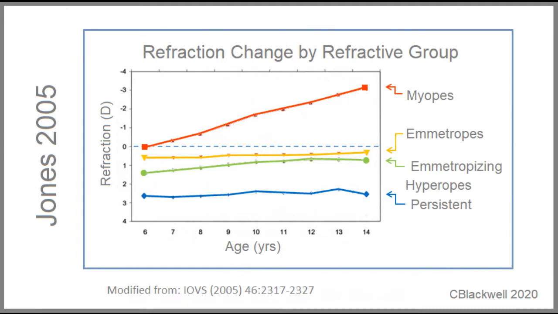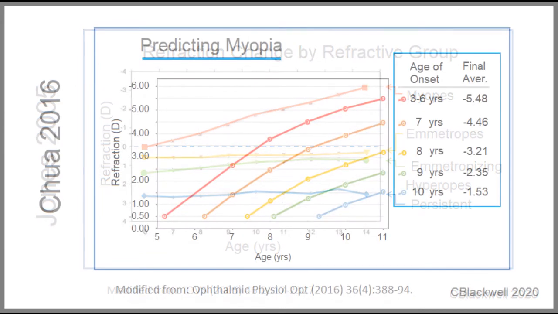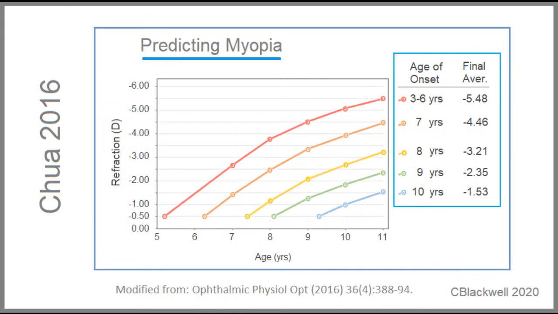Refraction groups all started in a similar range, mildly hyperopic. Hyperopes and emmetropes had similar, mostly stable growth curves, but different starting points, in contrast to myopes, who diverged from emmetropia. Myopes could then be further divided according to age of onset, earlier onset associated with a faster rate of change and higher eventual level of myopia.